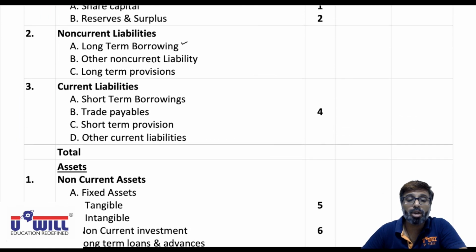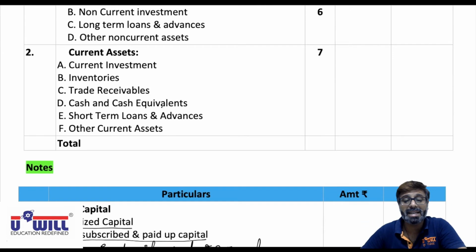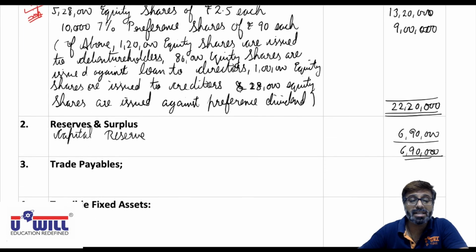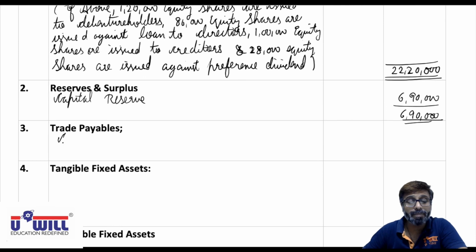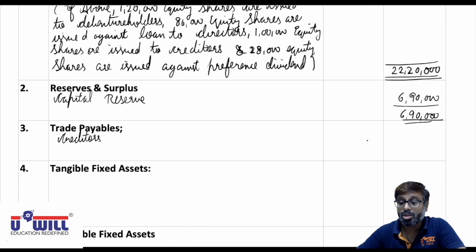We don't have other non-current liabilities, long-term provisions, or short-term borrowings. We directly have trade payables, that is creditors. Now creditors we discussed are not fully settled. They are settled with only 7,50,000. So 2,50,000 of creditors will continue to appear in the balance sheet. Total also 2,50,000. All of you can see here in the calculation we have done it.